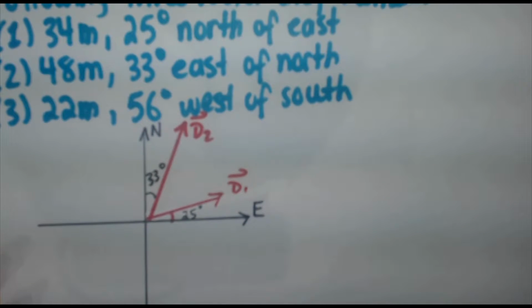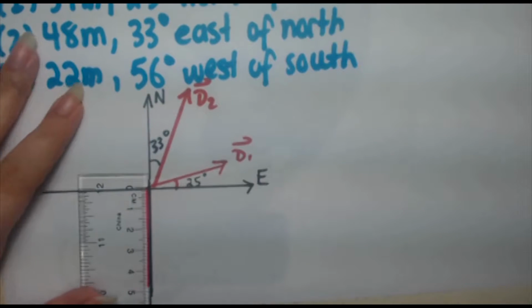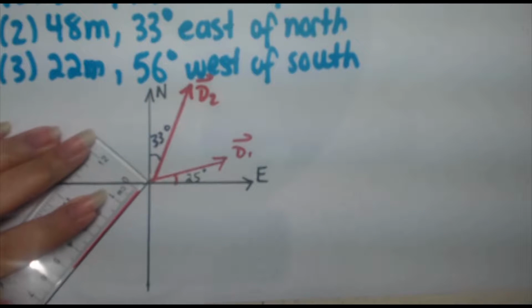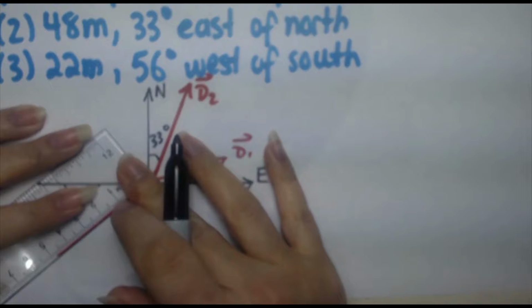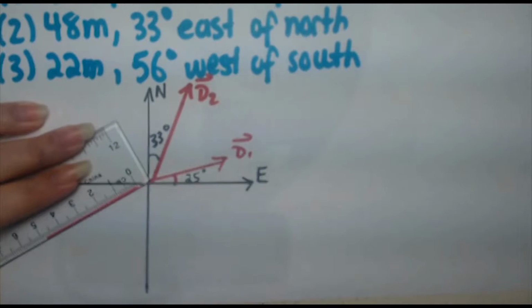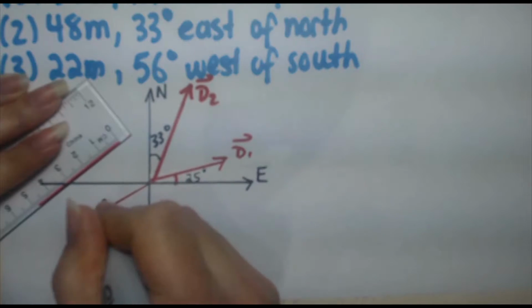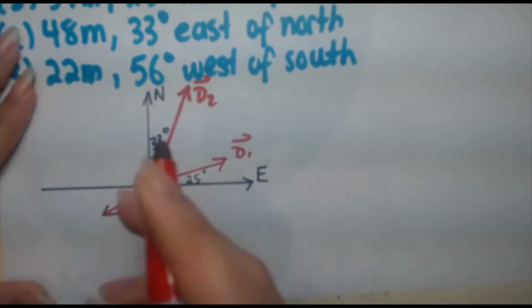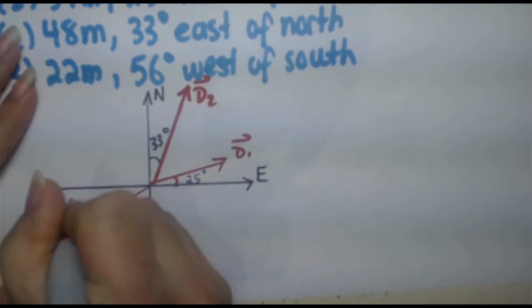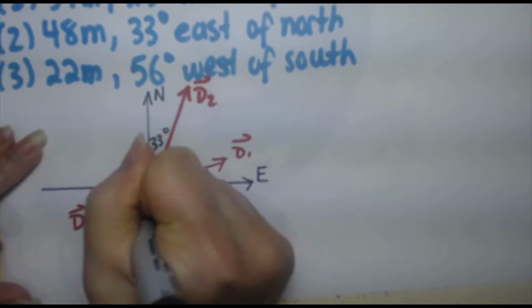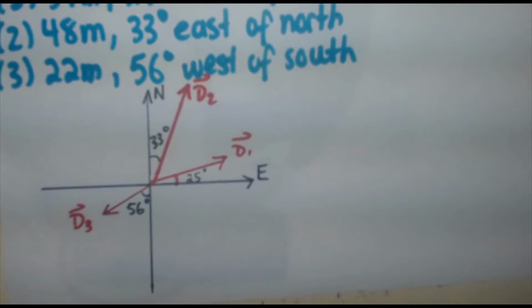Okay, and D3, 22 meters, 56 degrees west of south. That means you start at south and you go 56 degrees to the west. So 45 is the middle line, right, because each quadrant is 90 degrees, so you go a little bit more and you're going to be at roughly 56. And that's 22 meters, so that's a short vector there. So that is D3, and the angle 56, make sure you label the right side, 56 degrees.